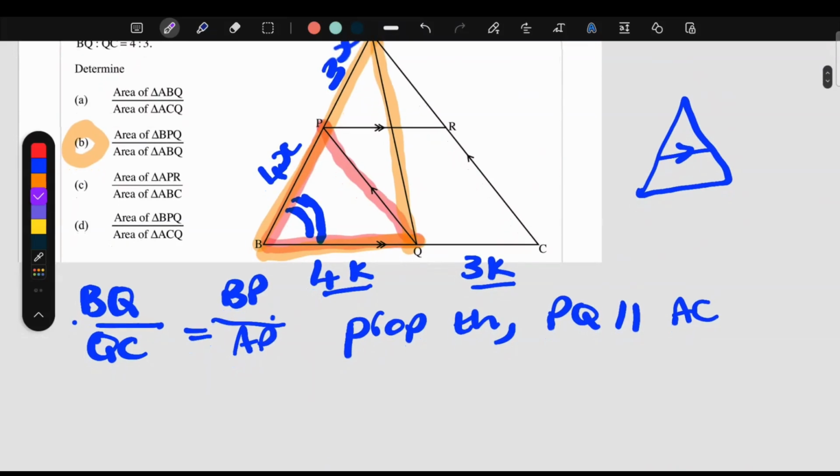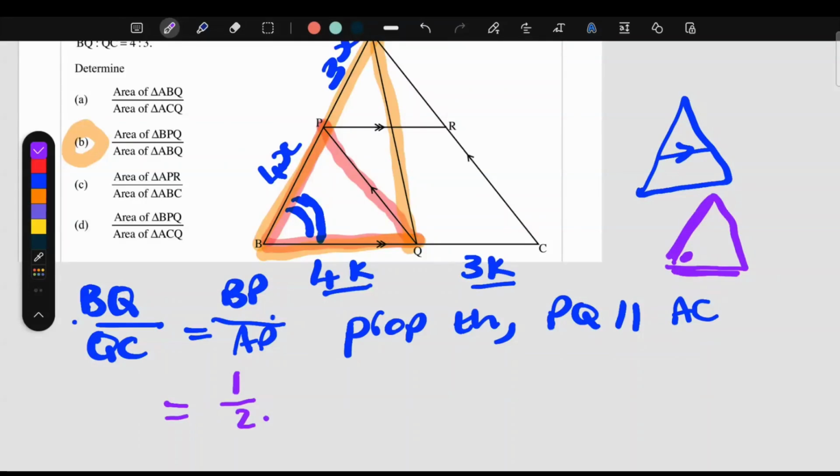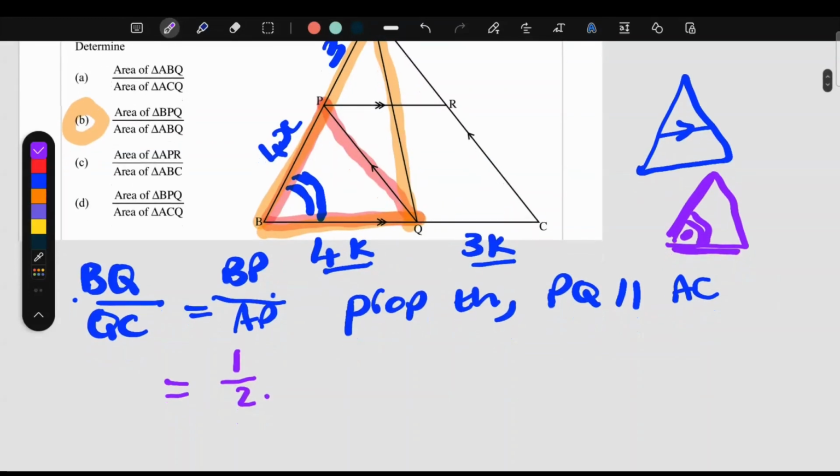I'm going to write the area of BPQ down. The area of BPQ is the red triangle. It's a half. I'm going to take out BPQ to show you. It's a half. I'm going to use the common angle. So it's a half this times the sine of that angle. So it's a half BQ times BP times the sine of angle B.